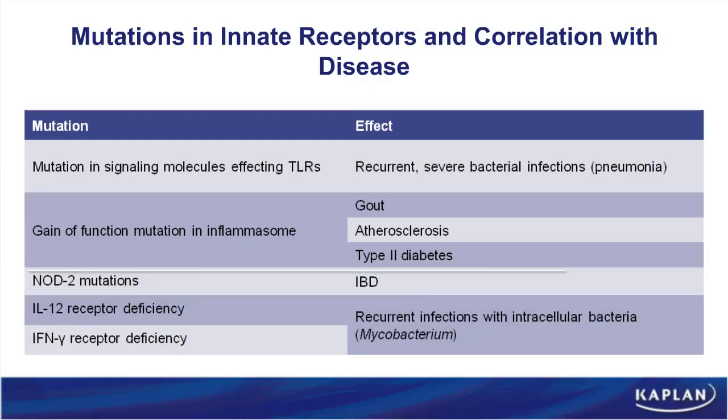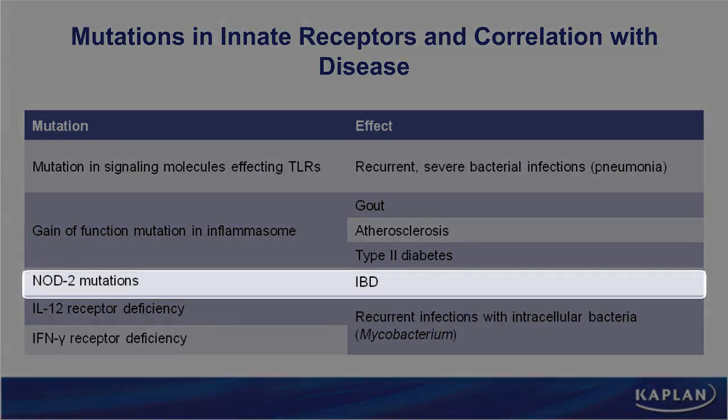One other gain of function mutation we would like you to be aware of is the NOD2 mutation. And with NOD2, again, just do a little review in your head. NOD2 is principally an intracellular receptor that is dealing with bacteria that have been phagocytosed, and it is going to cause an increase in the expression of NF-kappa B, which is that transcription factor that turns on other genes involved in inflammatory responses. NOD2 mutations are typically seen in forms of inflammatory bowel disease.